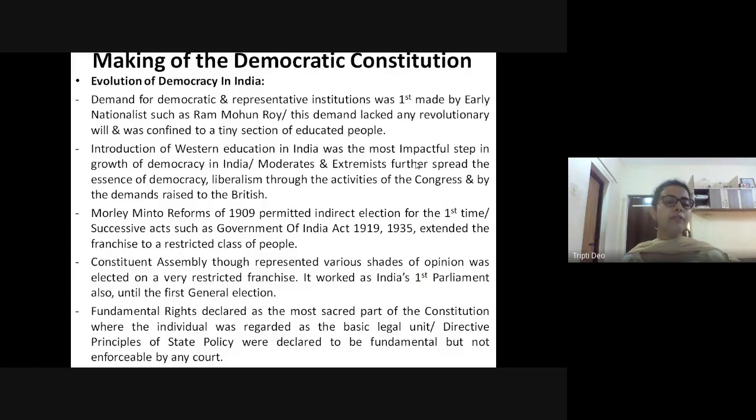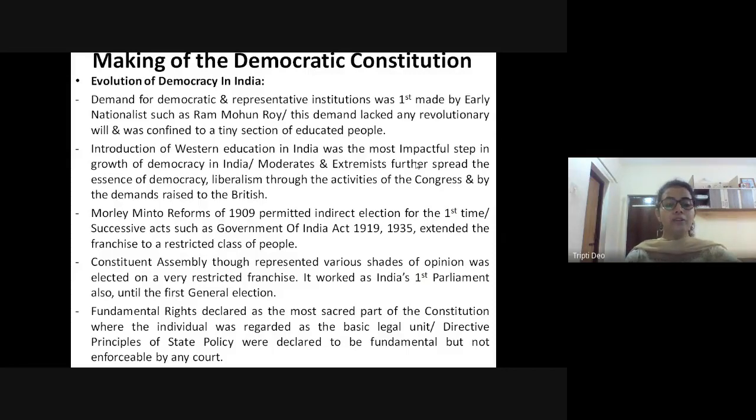Now, the demand for democratic and representative institutions was first made by early nationalists such as Ram Mohan Roy. So we know that the scientific Western principles of democracy, rationalism, all of this had started to be made in the 19th century only, with Raja Ram Mohan Roy suggesting some of this in his discourses under Brahmo Samaj. This demand lacked, however, any revolutionary will, and was confined to a tiny section of educated people.